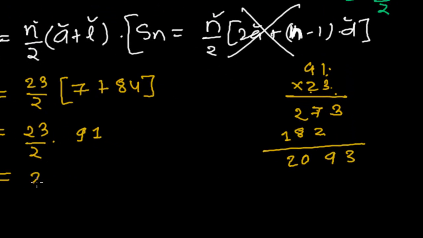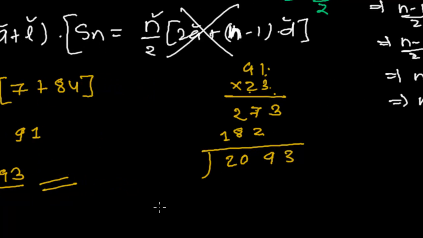So it is 2093 divided by 2, right? So I can leave this answer also right here, but if I want to write it in mixed form, then I can write it in mixed form also.